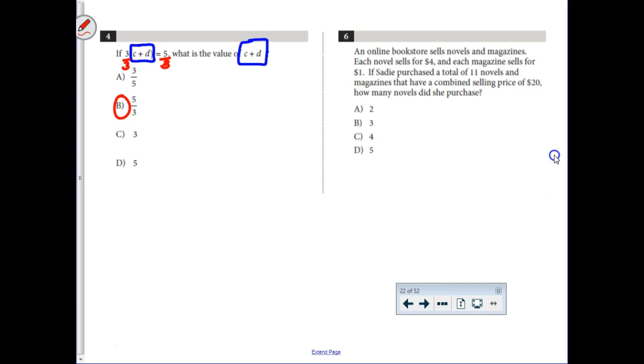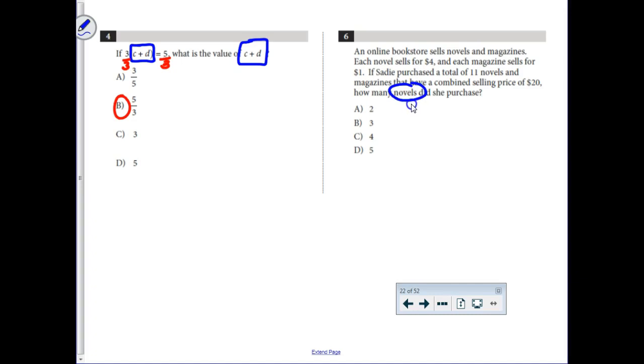An online bookstore sells novels and magazines. Each novel sells for $4 and each magazine for $1. Sadie purchased a total of 11 novels and magazines for a combined selling price of $20. How many novels did she purchase? So the first thing I'm going to do, because I know I screw this up a lot, is underline or highlight novels, because I need to make sure that when I give my answer, I'm talking about the novels and not the magazines.